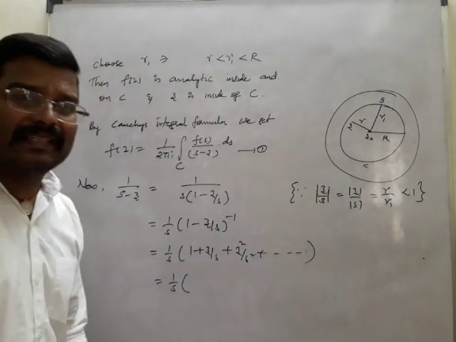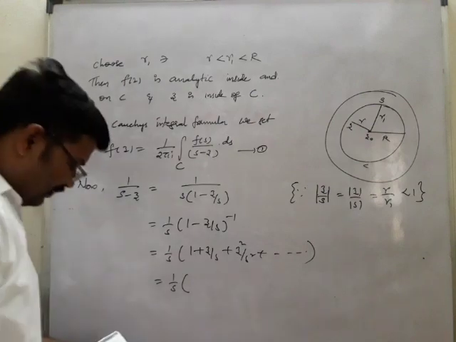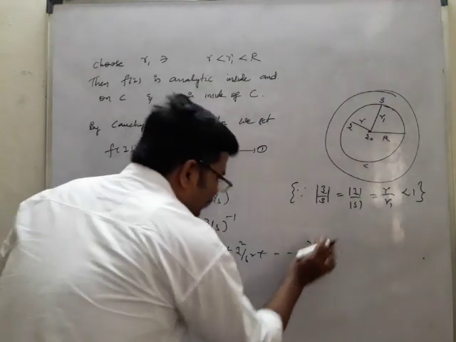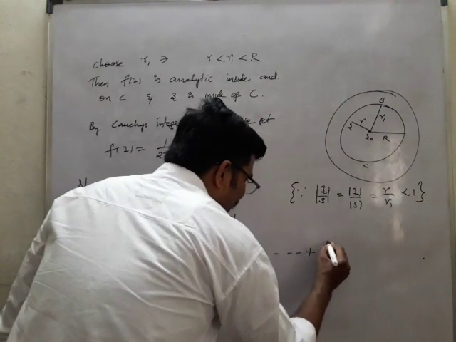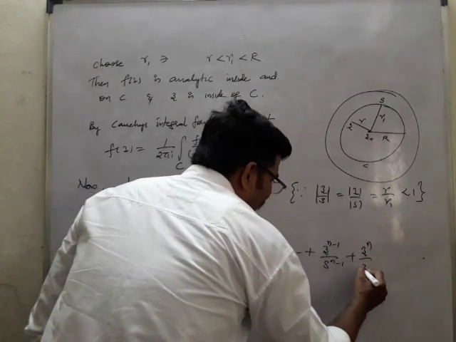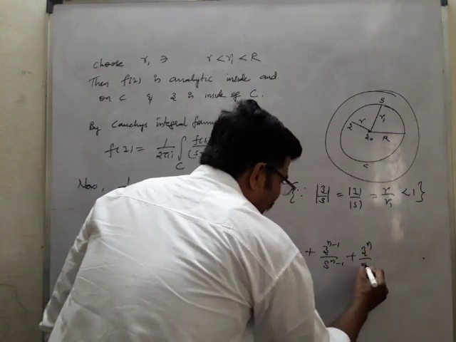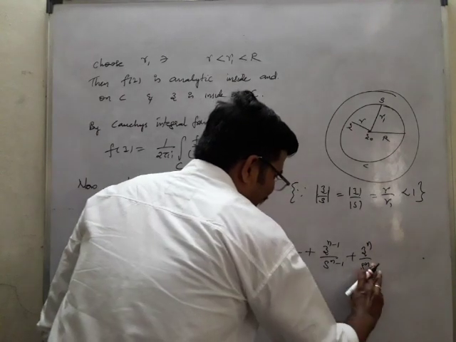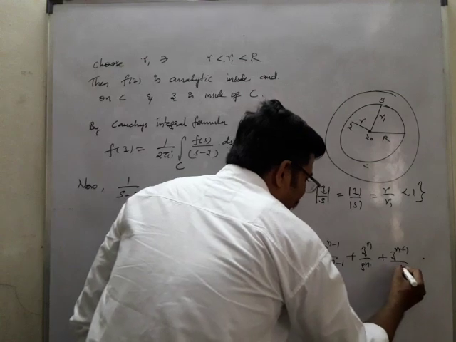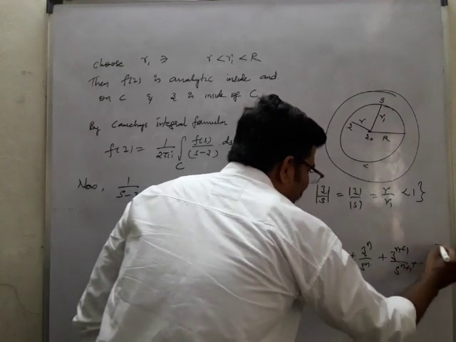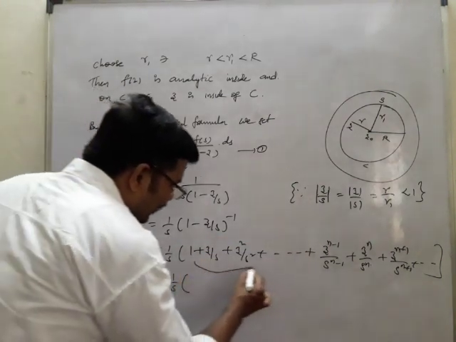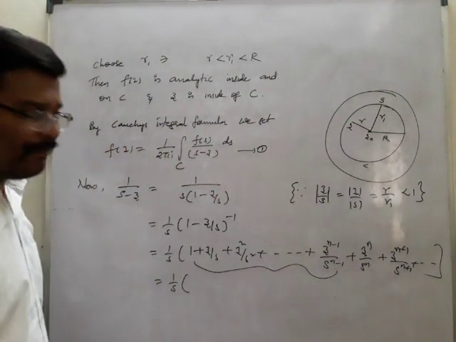Again it is nothing but a series, a sum to infinity. So I may take this in the form of z power n minus 1 by s power n minus 1 plus z power n by s power n plus z power n plus 1 by s power n plus 1. Let us expand in this form. Total I have expanded.